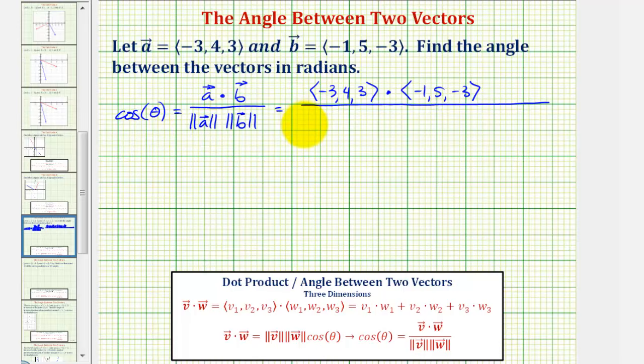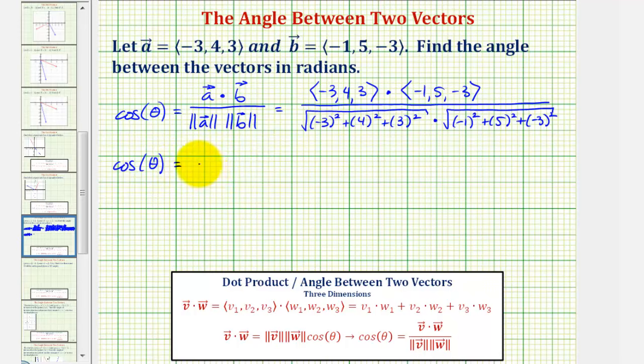divided by the magnitude of vector a, which would be the square root of negative 3 squared plus 4 squared plus 3 squared, times the magnitude of vector b, which would be negative 1 squared plus 5 squared plus negative 3 squared. So we have cosine theta is equal to, for the dot product, negative 3 times negative 1 plus 4 times 5 plus 3 times negative 3.